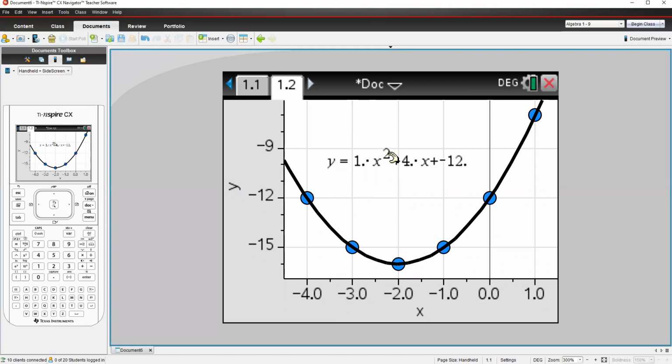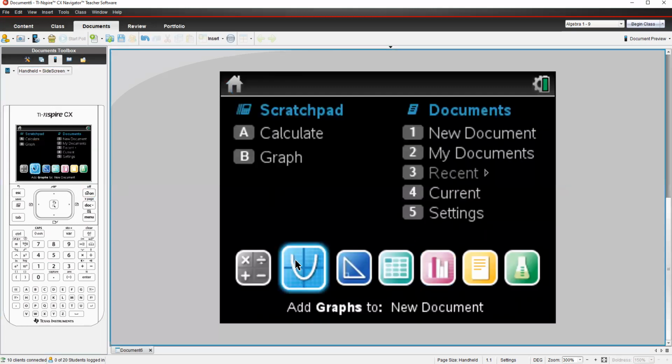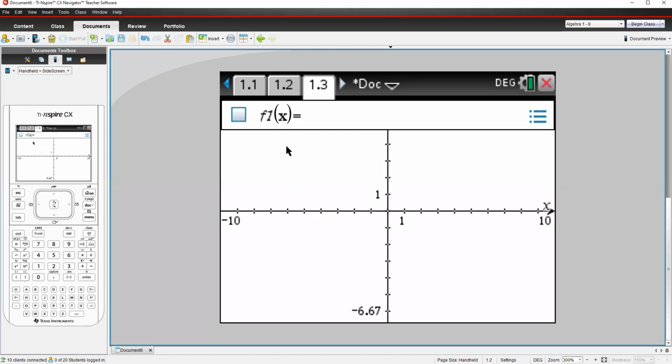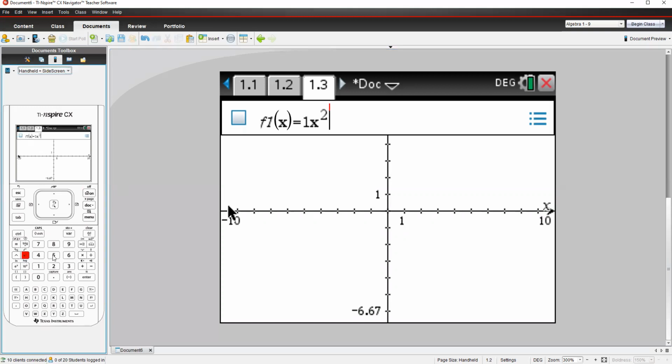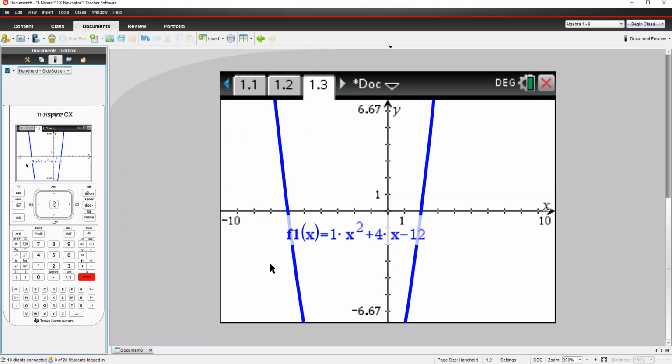So what I'm going to do now is use this equation, and I'm going to use the other equation, and I'm going to graph them. So I'm going to go here for the graph. In F1, I'm just going to put in the table. So that's going to be 1x squared plus 4x, and then it was minus 12. Press enter. All right, that's what the graph looks like.